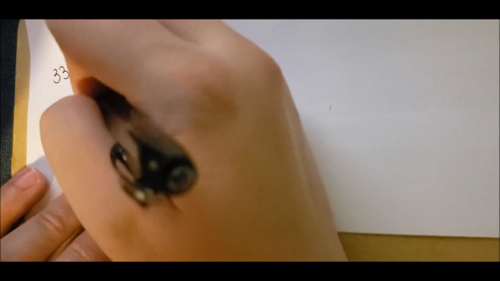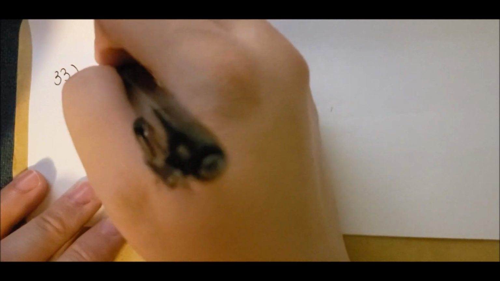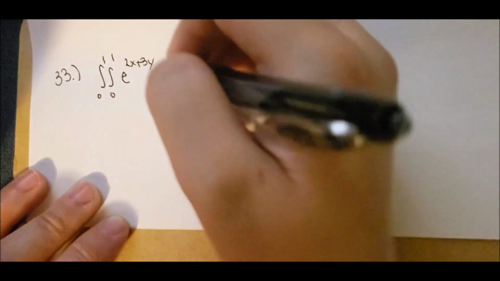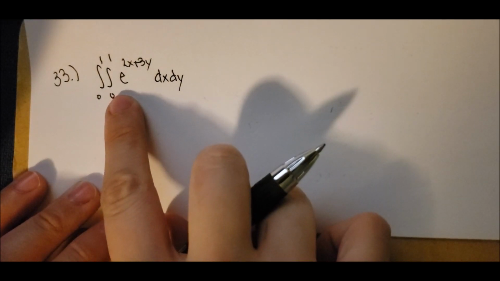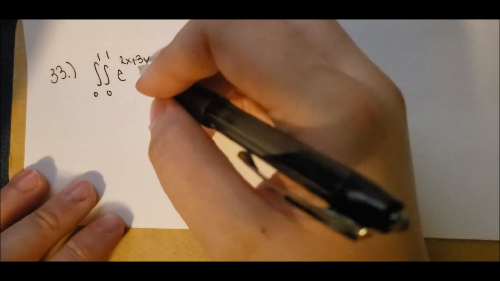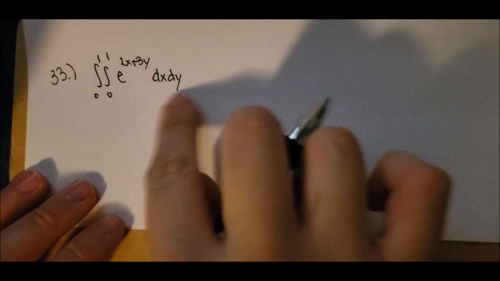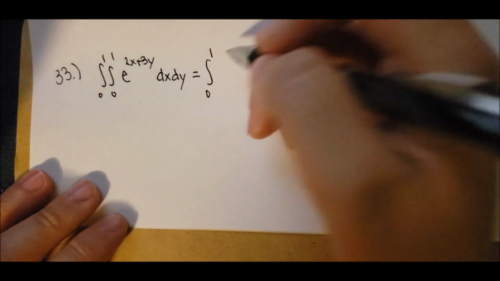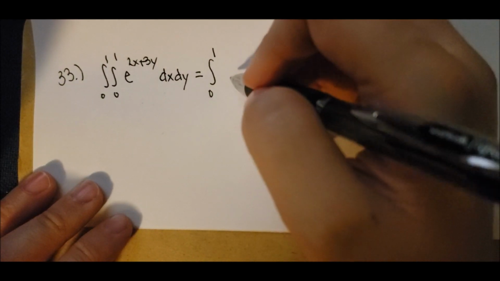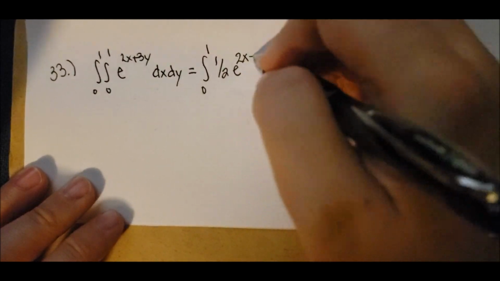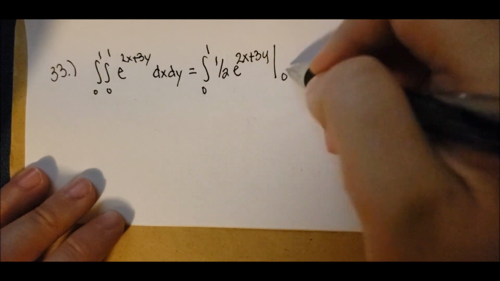I have the integral from 0 to 1, 0 to 1, of e to the 2x plus 3y dx dy. You could split it up and say e to the 2x times e to the 3y and then have two separate integrals, or whatever, but, well, not two separate terms. So it's 1/2 e to the 2x plus 3y, x is evaluated from 0 to 1.